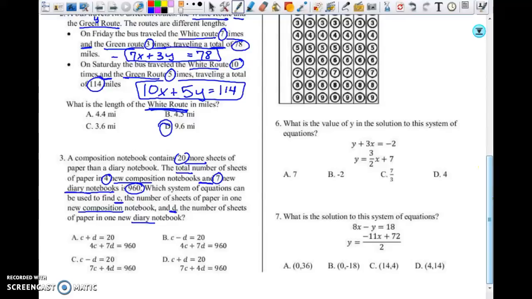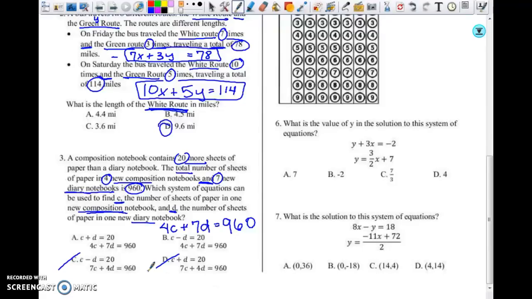So the first piece of information I can group together is I know that I had 4 new compositions. So again, C is composition, so 4 goes with C, all right? And 7 new diaries, so 7 goes with D for a total of 196, right? So I can look at my answer choices. A has 4C plus 7D is 196. B has 4C plus 7D is 196. C has 7C plus 4D. That doesn't go. And this one also has 7C plus 4D, so D is also not right.